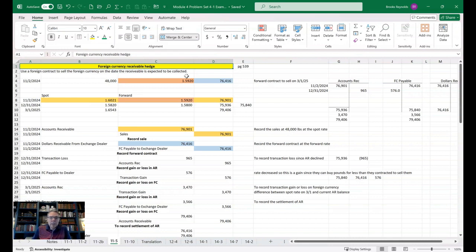Now, the hedging is going to be tied to the forward rate. When it is redeemed, the forward rate and the spot rate are going to be the same, so there's really going to be no adjustment at that point.